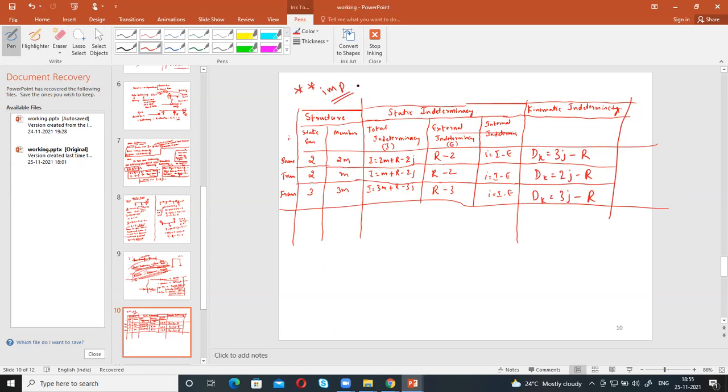Okay. If you want a few problems, I can take problems, or else I will move on to slope deflection method.